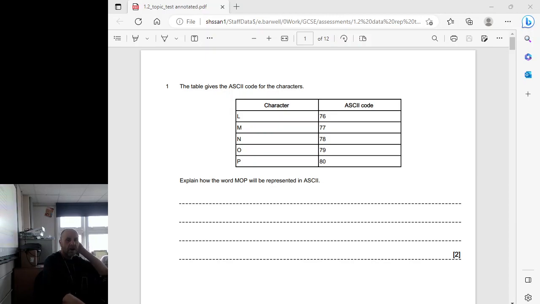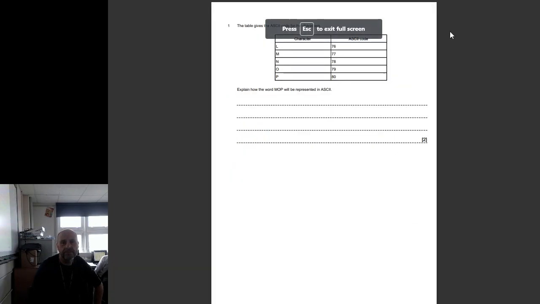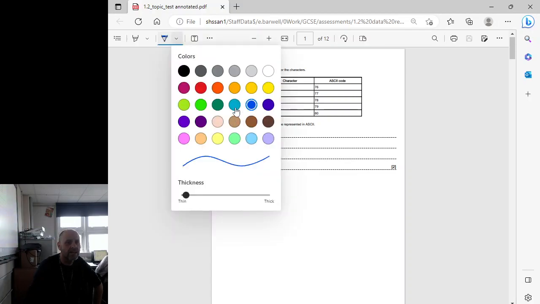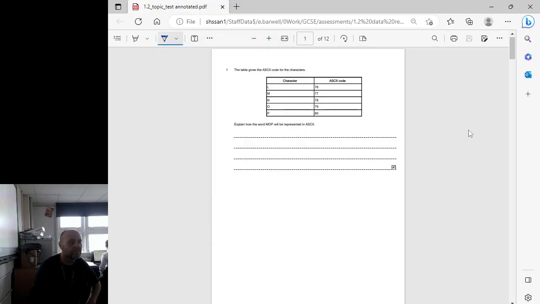Right, okay, so this first question, as I've said, for me the important thing is that you're looking at the key words. Considering what I got last time.